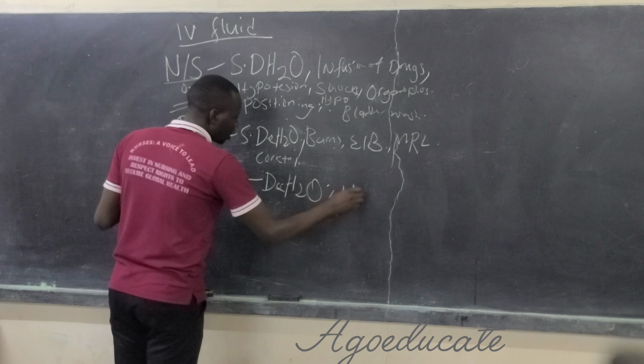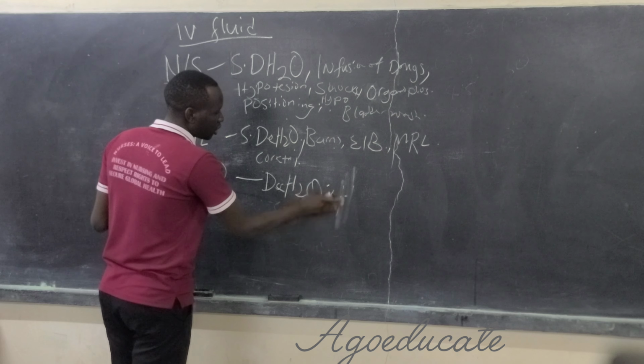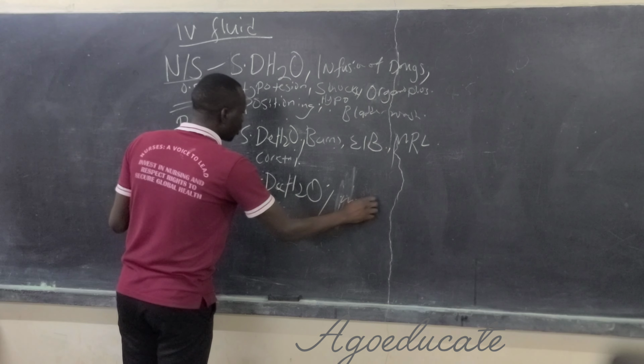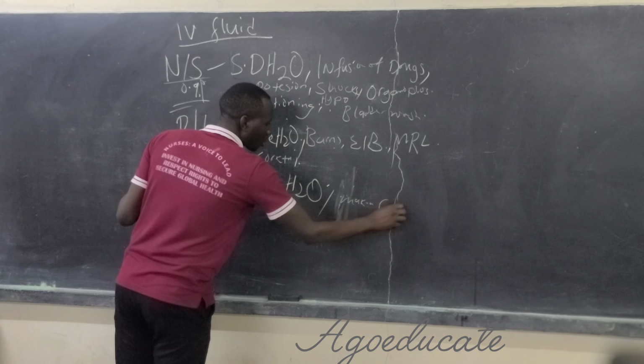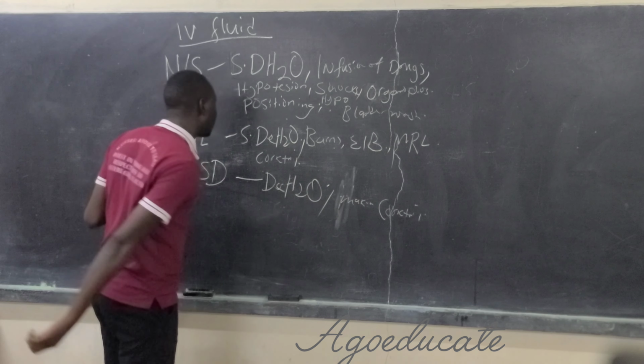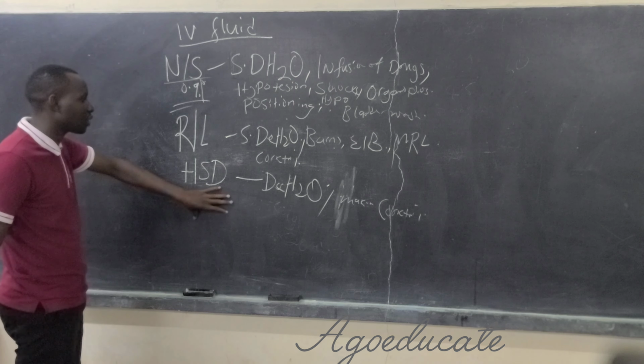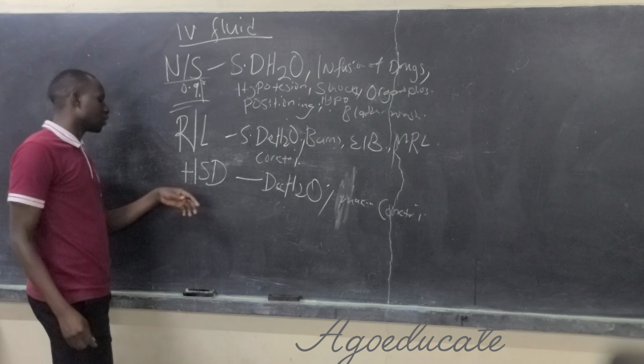It is also used in making cocktail for the baby. Those are the scenarios where I've seen them give half-strength Darrow's.